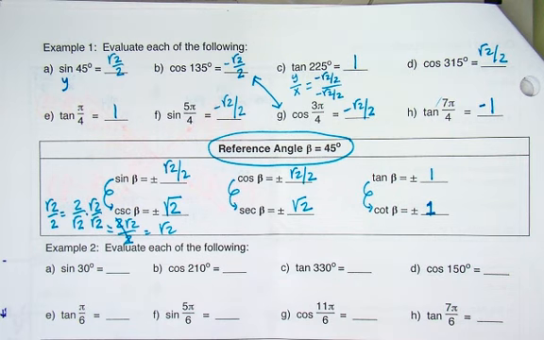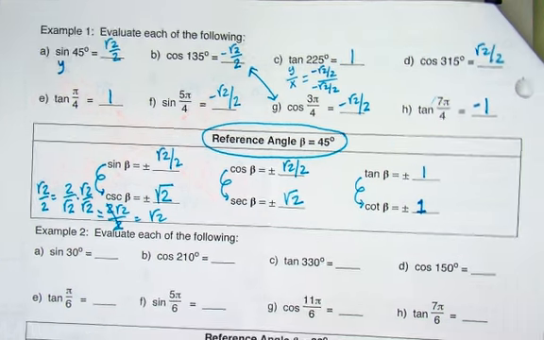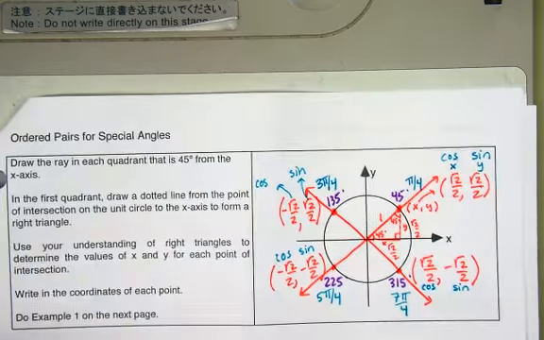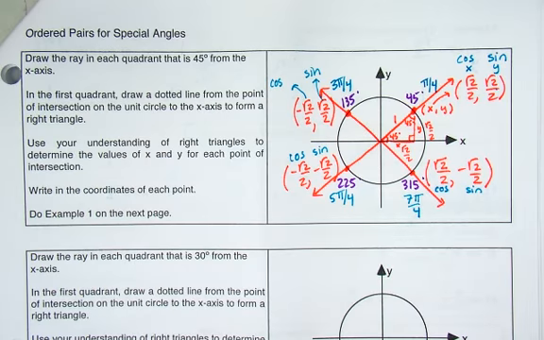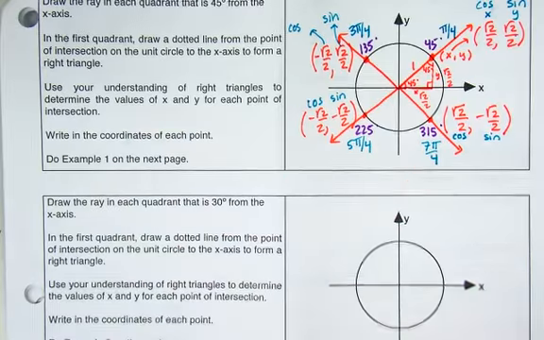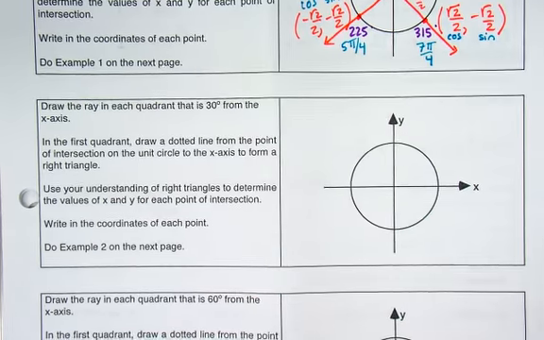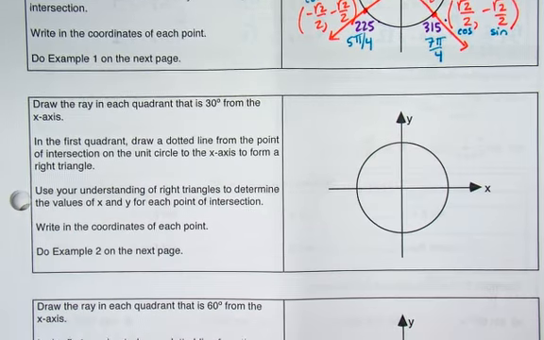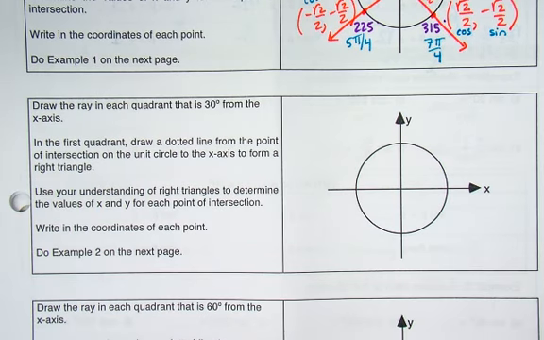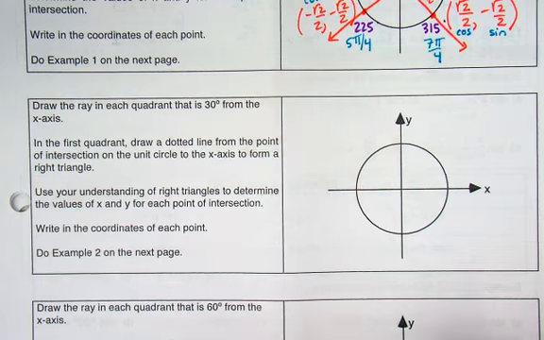Okay, so here's part 2. Let's go to the 30-degree one and the 60-degree one. Similar to what we did on the last one, let's go ahead with the 30-degree one now and draw the same thing. We're going to, again, draw the rays that are 30 degrees.